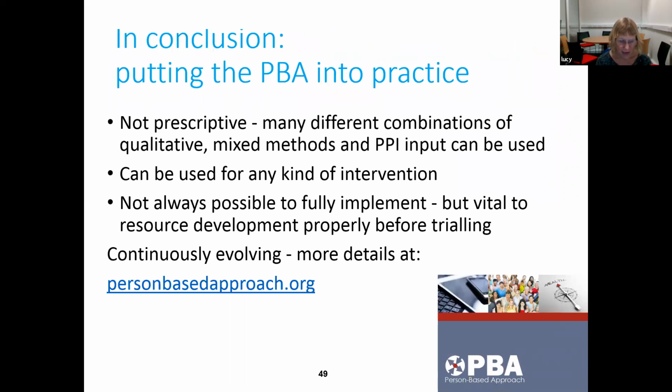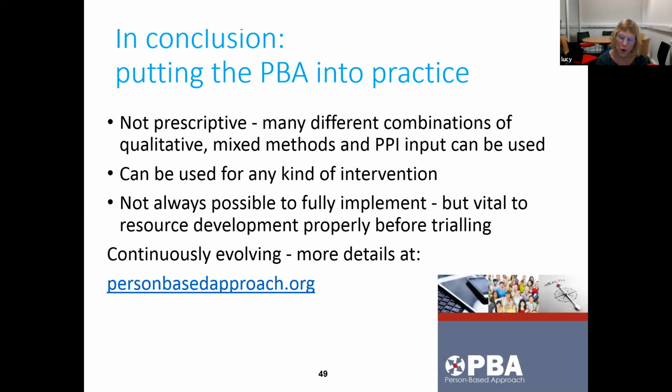So in conclusion, if you're going to put the person-based approach into practice, you may have been looking at this thinking, wow, that's awfully time-consuming. Actually, we've done it in all different ways. Sometimes we've used more stakeholder workshops and less qualitative research, all different kinds of ways of collecting qualitative data. Sometimes we've been able to skip primary data collection at the beginning and just use existing qualitative research if there was enough around. So there's lots of different ways you can put it into practice. You can use it for any kind of intervention.